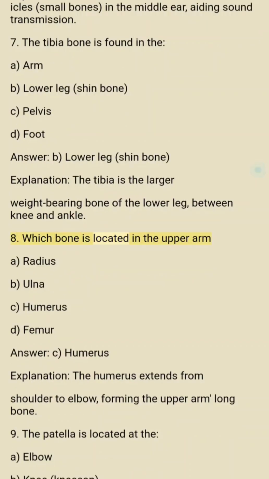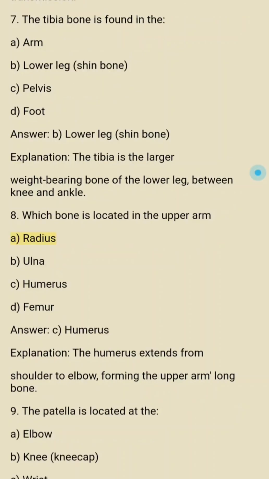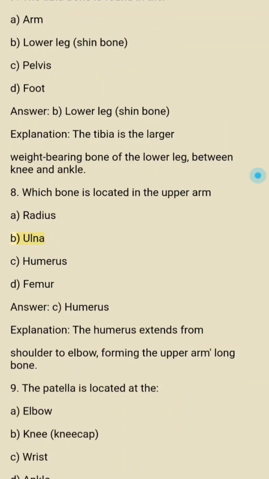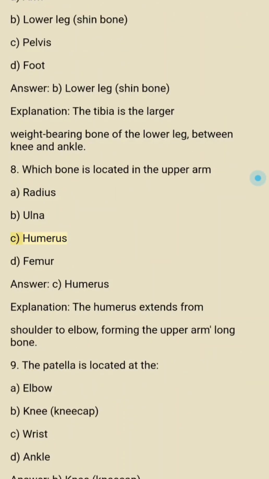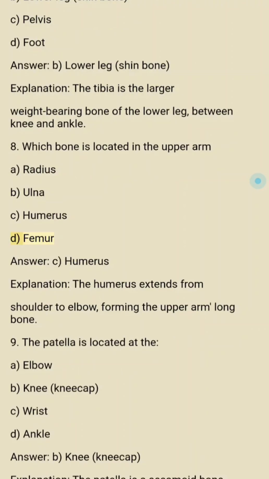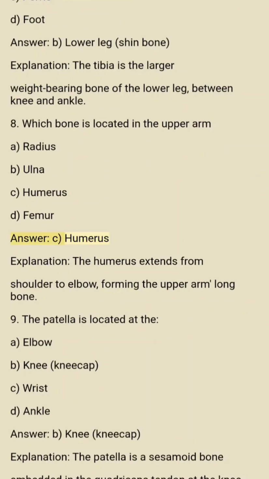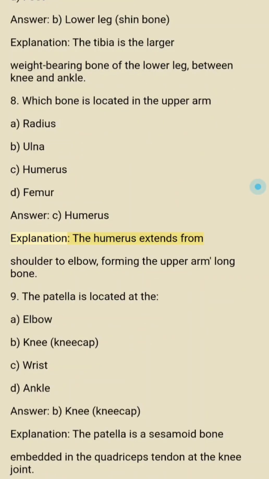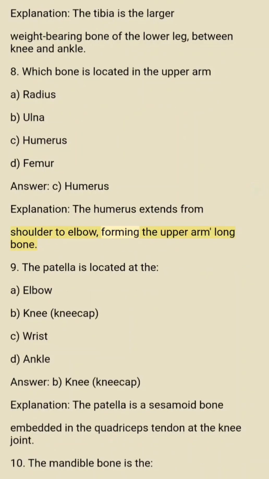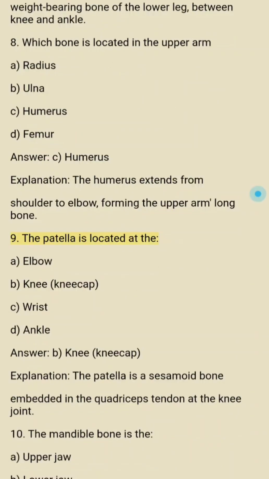8. Which bone is located in the upper arm? A. Radius. B. Ulna. C. Humerus. D. Femur. Answer. C. Humerus. Explanation. The humerus extends from shoulder to elbow, forming the upper arm, long bone.